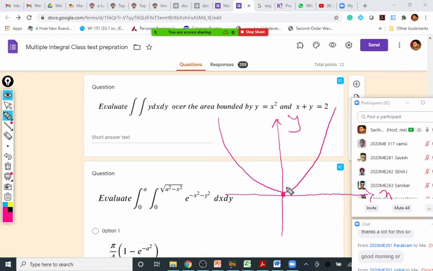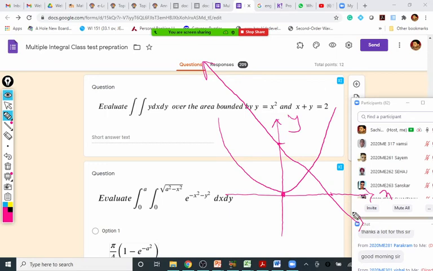And then x plus y equal to 2. What about that straight line? It passes through the points 2 on the x and y axes. Correct, very good. When we put x equal to 0, y is coming as 2, and when y is 0, x is coming as 2. So this is the line which passes through these points this way.